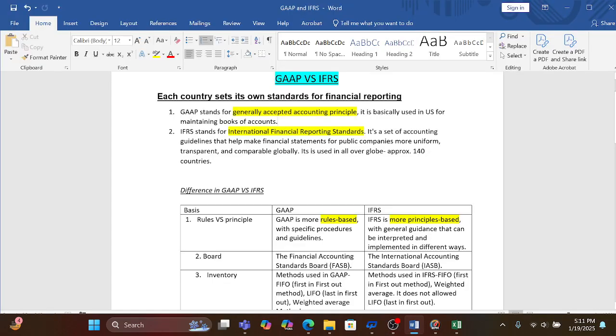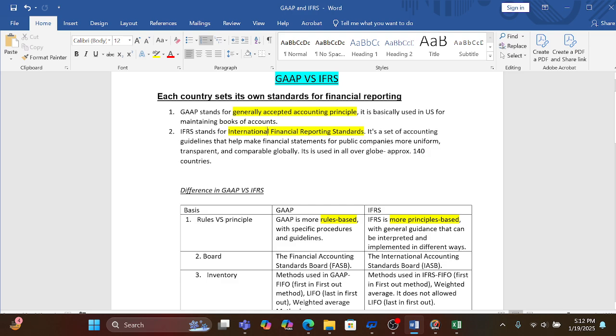Hi all of you. Today we are going to discuss GAAP and IFRS. So why are we making our books on the basis of GAAP and IFRS? Every country has a set of accounting standards in which they prepare their books of account.